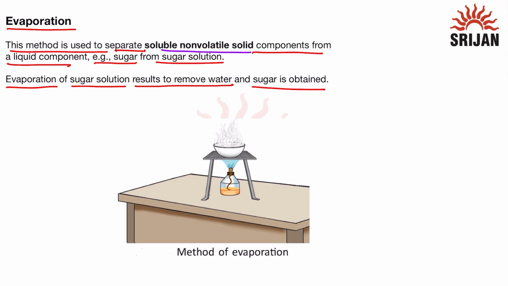So if we heat the liquid component, it will change into gas and it will evaporate. So we can separate the non-volatile solid from the volatile liquid component. Now this shows the method of evaporation. For example, if we take this sugar solution and heat it using the tripod stand and the spirit lamp, we can see that water will convert into vapors and it will evaporate and sugar is left behind.